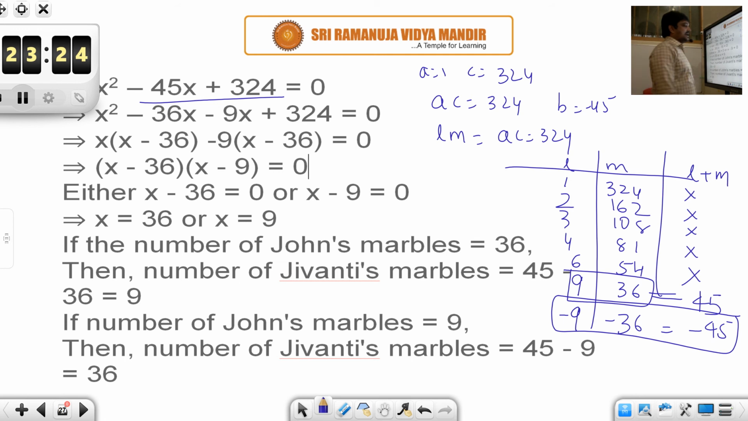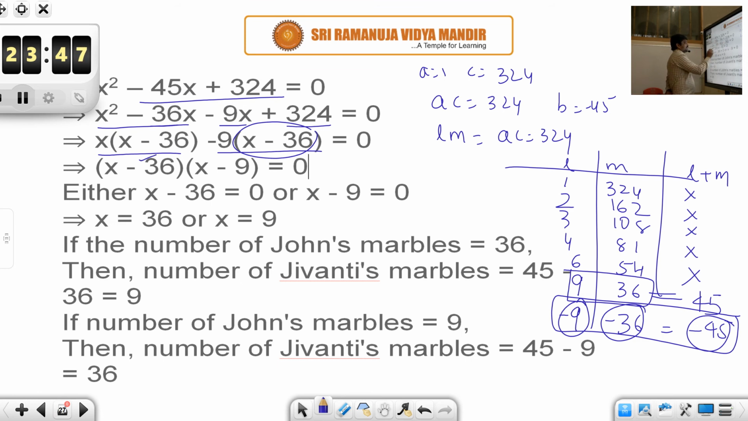So what you will do is express minus 45 as minus 9 minus 36. So x square minus 36x minus 9x plus 324 is equal to 0. Now take x common, so you will get x, x minus 36, and here take minus 9 common, you will be left with x minus 36 factor.